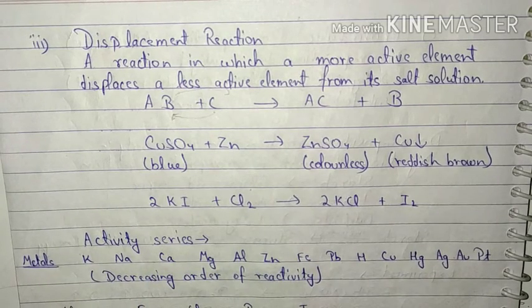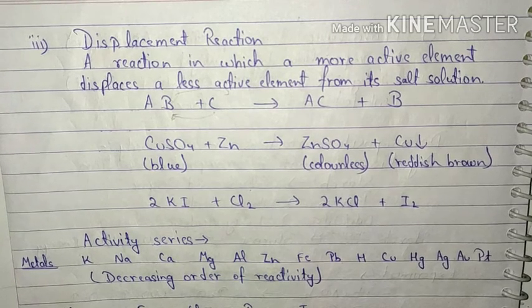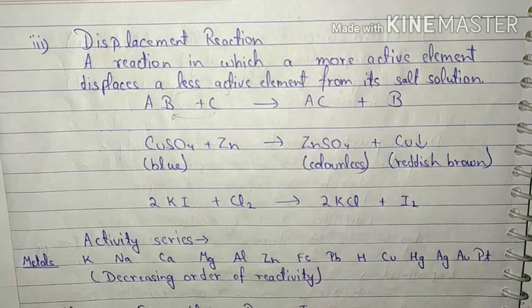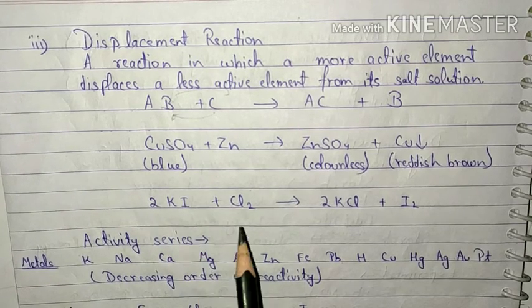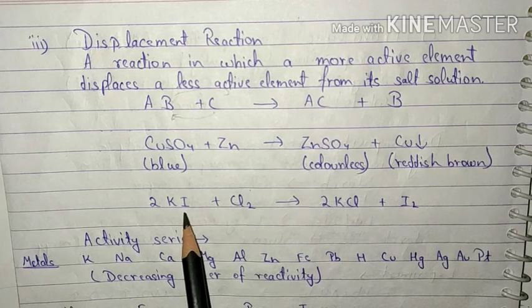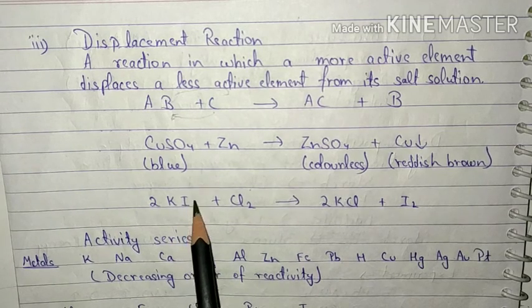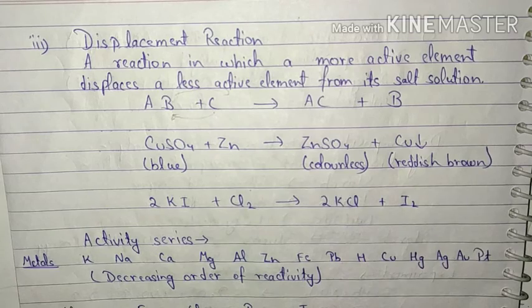We have one more example over here where we will observe the displacement of anions. As you can see over here, we have taken potassium iodide, and chlorine, which is more reactive than iodine, displaces iodine from potassium iodide and takes its place.